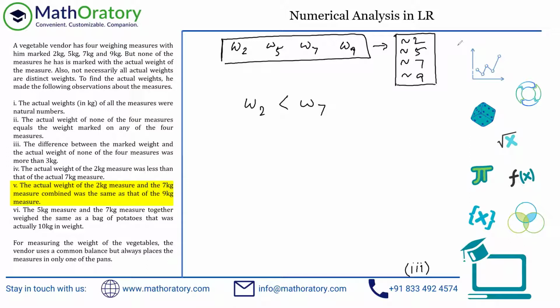The actual weight of 2 kg measure and the 7 kg measure combined was the same as that of the 9 kg measure. Okay, so what it tells us is the actual weight of 2 kg measure, which is W2, and the 7 kg measure, which is W7, combined. So I'm just writing the plus here. So 2 kg measure and 7 kg measure combined was same as that of the 9 kg. So these two add up to 9 kilos.